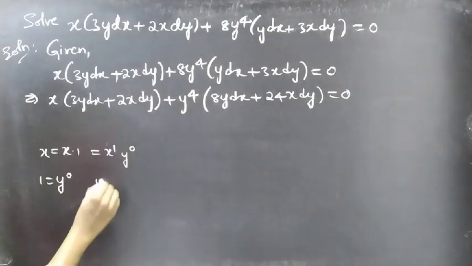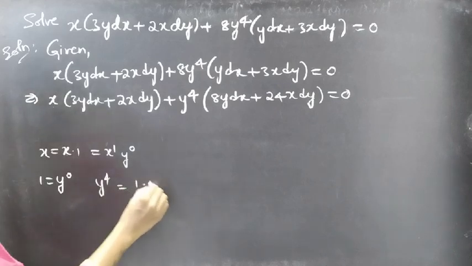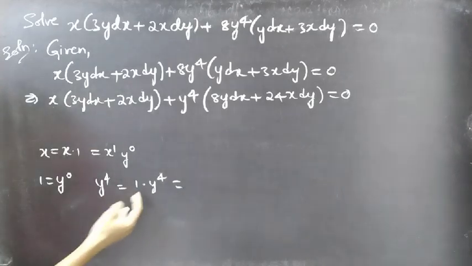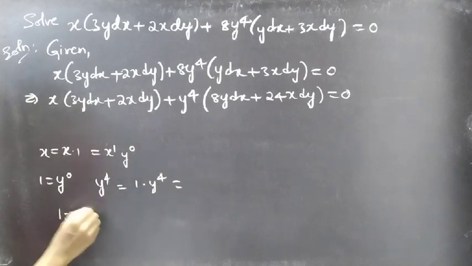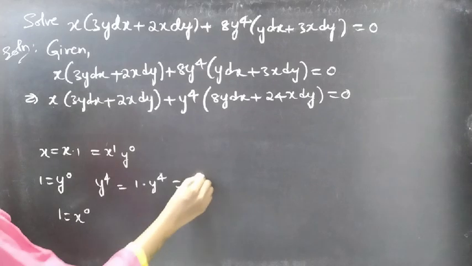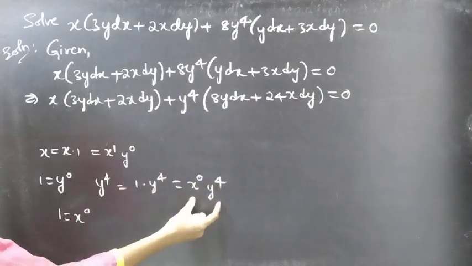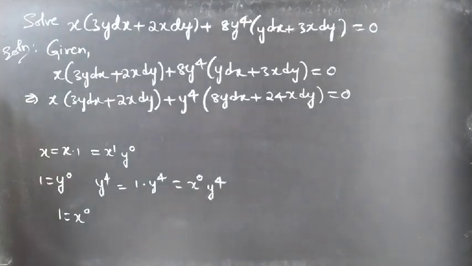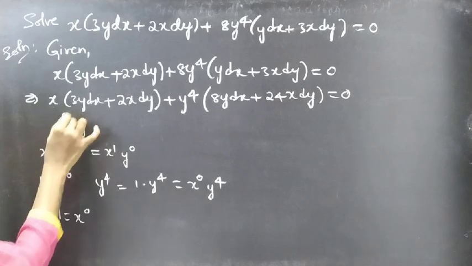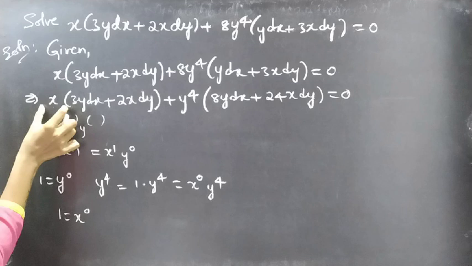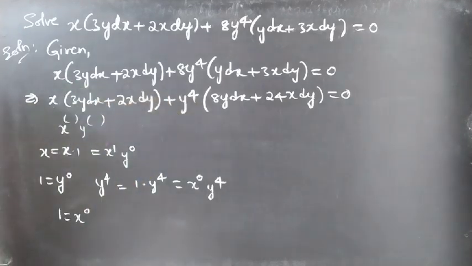Likewise, here you're having y power 4. We can write this y power 4 as 1 into y power 4, since 1 into y power 4 is again y power 4. And you can write this 1 as x power 0. You'll get x power 0 into y power 4. So we replace y power 4 by x power 0 into y power 4. Simply, we'll write a product of x power some number into y power some number. Okay, fine.